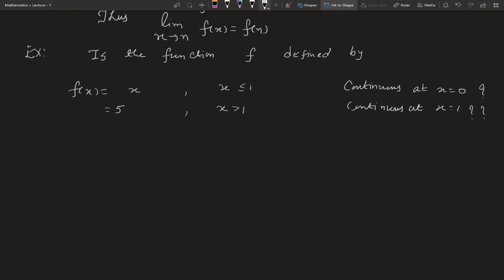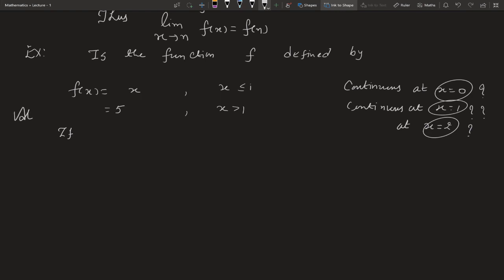And third question, is it continuous at x equal to 2? This is the third question. So let us check the continuity of the function at various points. First at x equal to 0, next at x equal to 1, and finally we check continuity at x equal to 2. So see the definition.